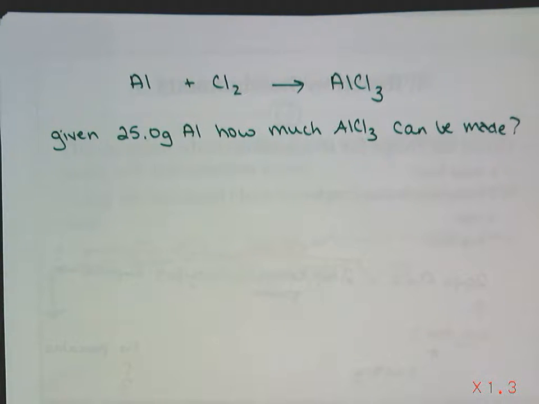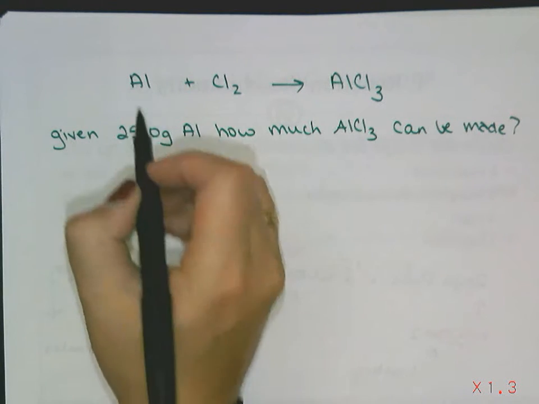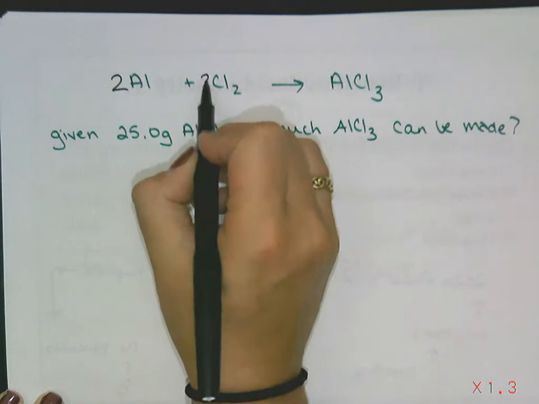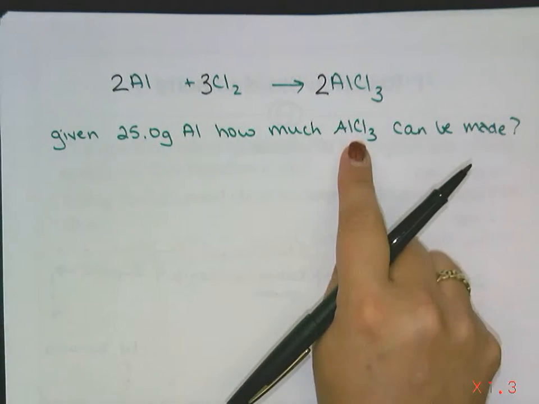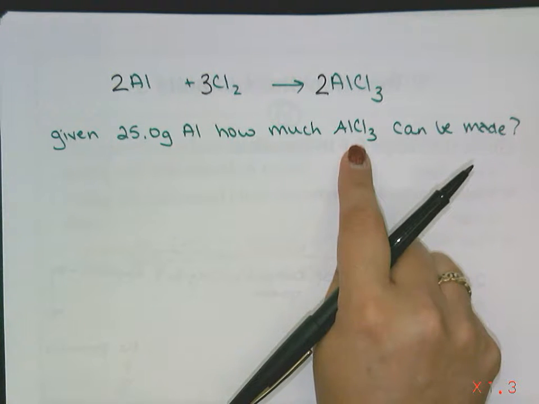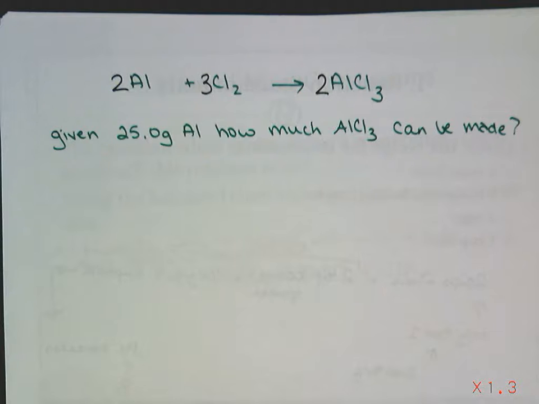All right, what's step number 1? Is it balanced? No, it is not balanced. What do I need to do? What should I do to this one? Okay. So step 1, balanced, done. Excellent. So now I'm given 25 grams of aluminum. Now I want to know how much aluminum chloride I can make. Step number 2 is finding moles of aluminum from grams. So we'll go to the board. Let's see here. Okay.